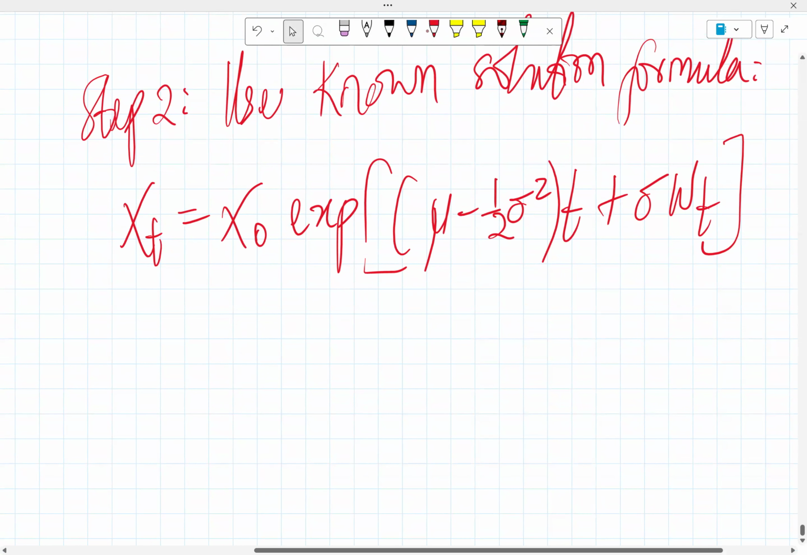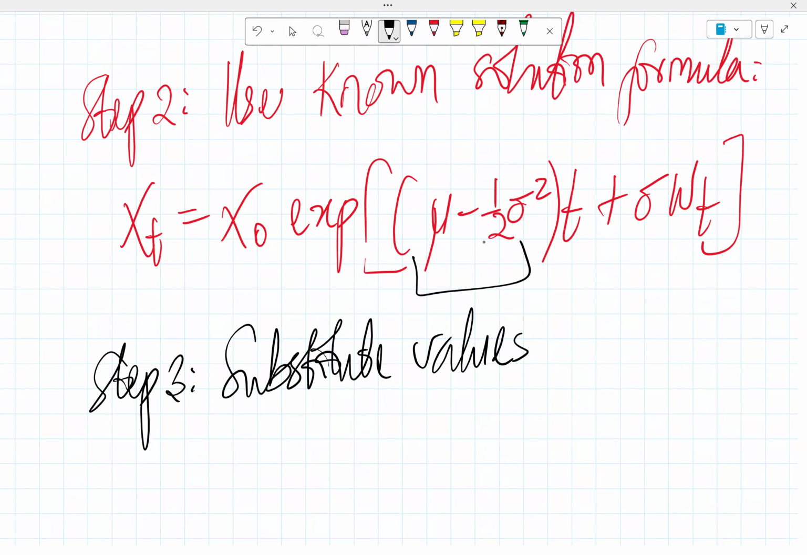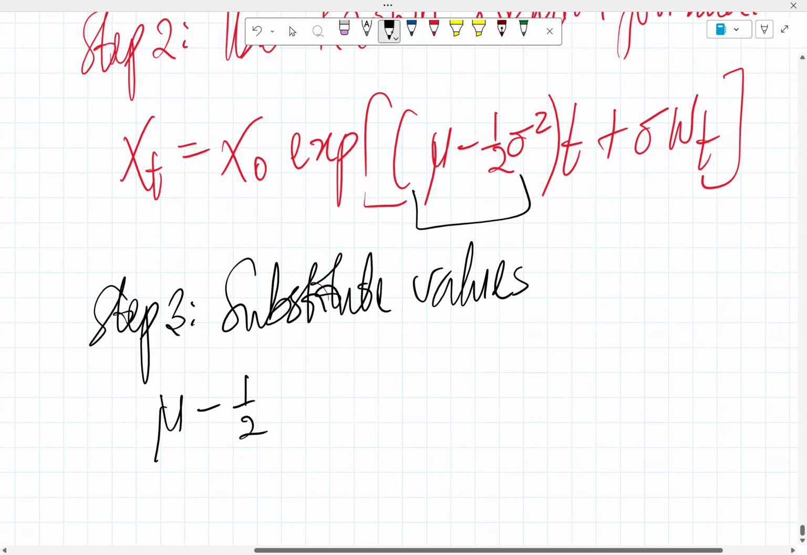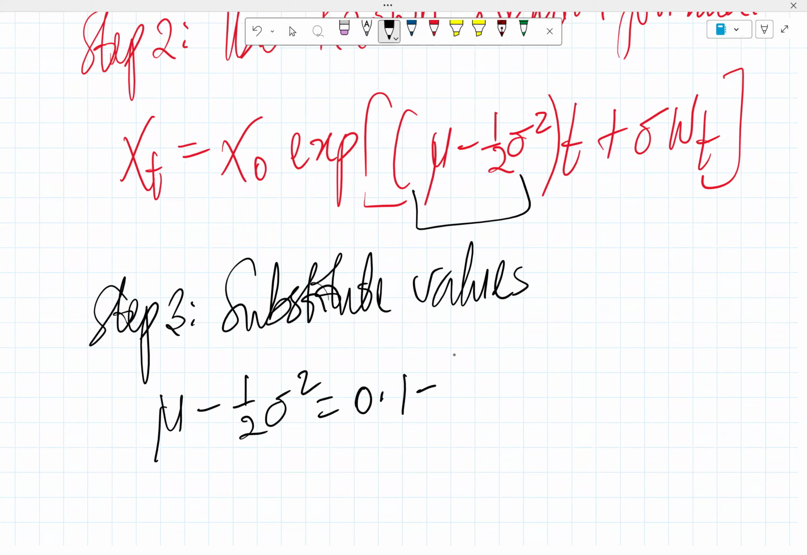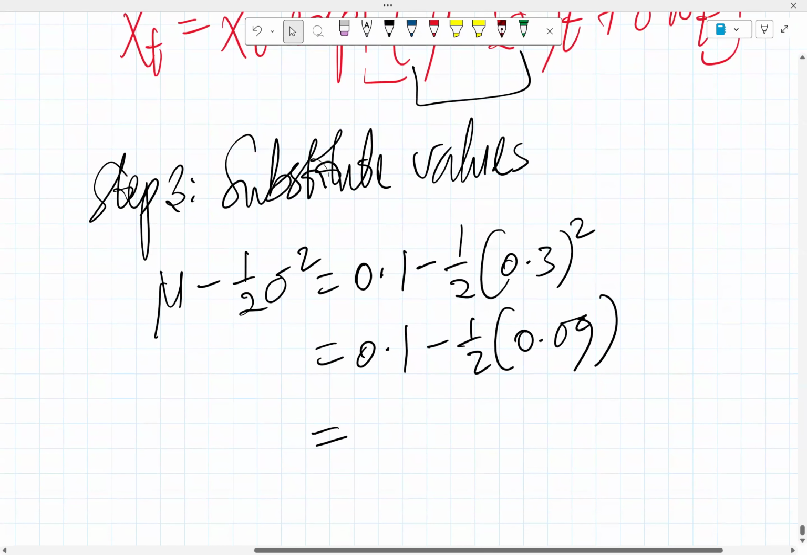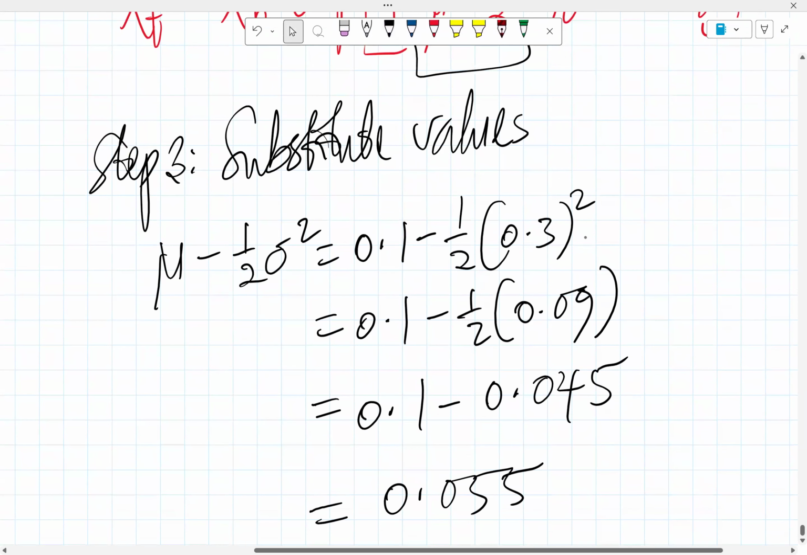So we then go for step 3. In step 3, we substitute values. We have this chunk here first of all. For that chunk, we have mu minus half sigma squared. Mu is 0.1 minus half sigma, which is 0.3 squared. That's 0.1 minus half into 0.09. So that is 0.1 minus 0.045, which is 0.055. So that's for this part there.